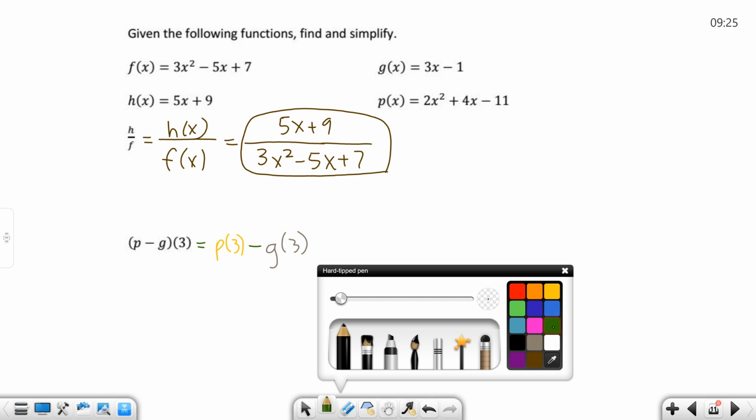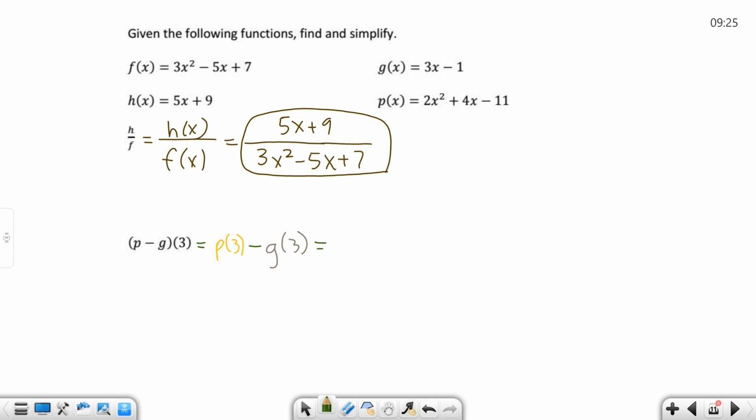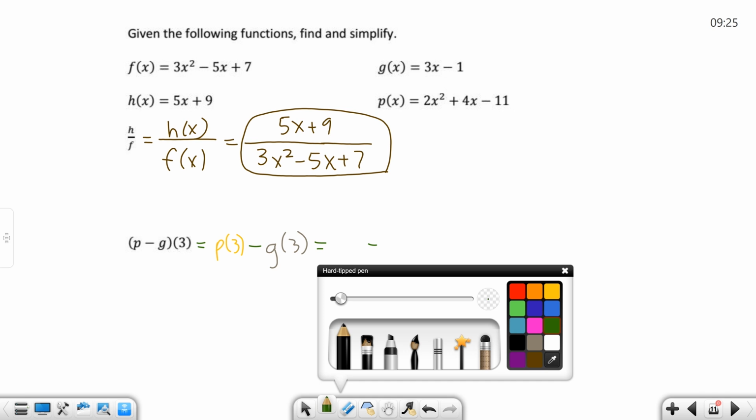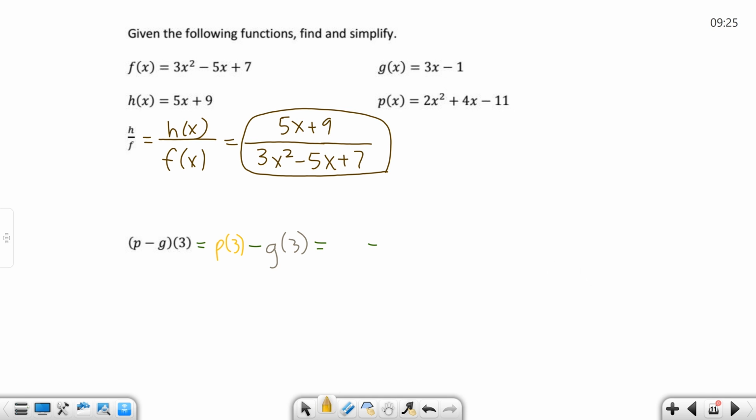And so what I'm doing is I'm going to have equals, and I'm going to have something minus something else. Well, what I like to do, I love thought clouds, right? So I'm going to say p of 3 equals what? Where's p? 2 times 3 squared plus 4 times 3 minus 11, right? So I'm going to have me a little thought cloud, or as my daughter calls them, thought bubbles, okay?